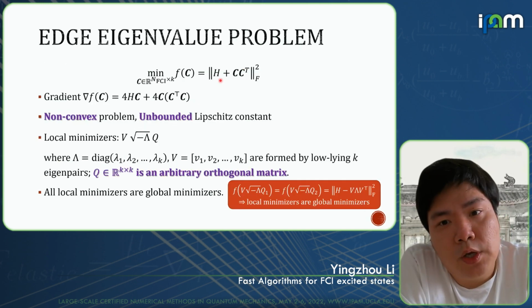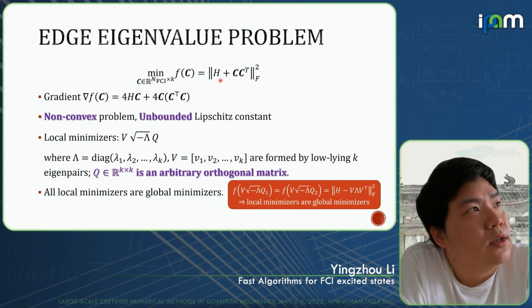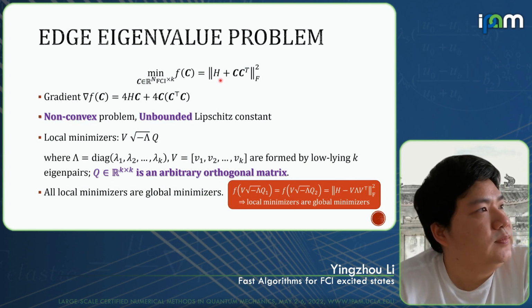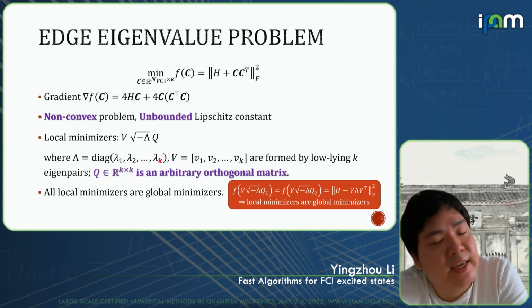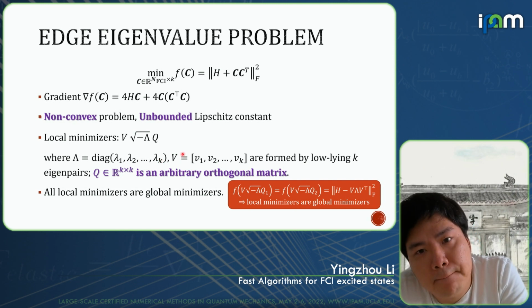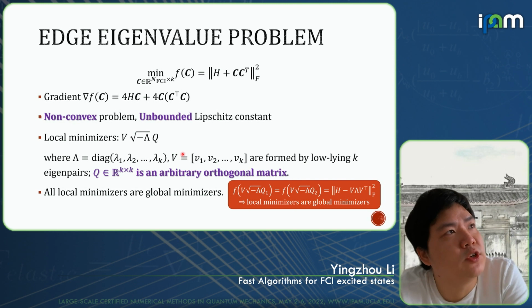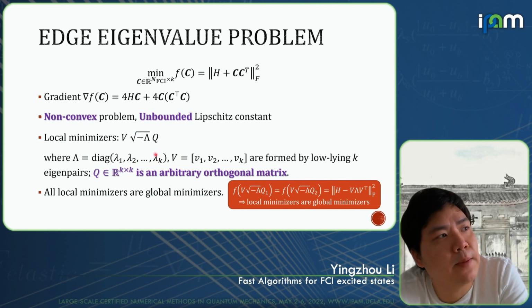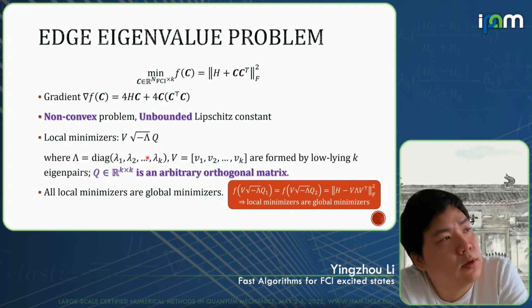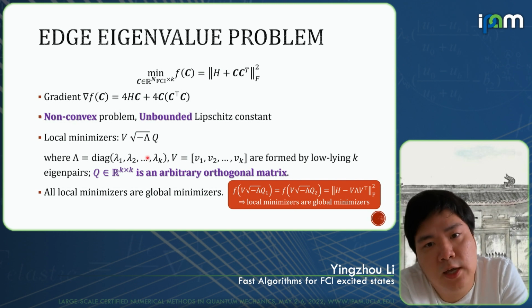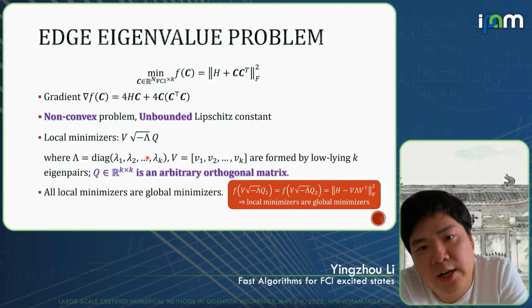The thing is that we only assume there is a gap between k and k plus 1. For this method, we didn't assume an eigengap among the first k, so from 1 to k, there could be degenerate eigenvalues.